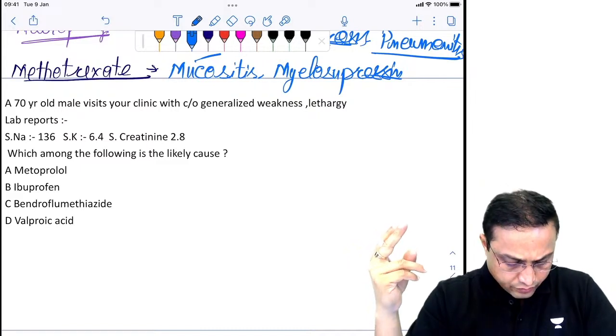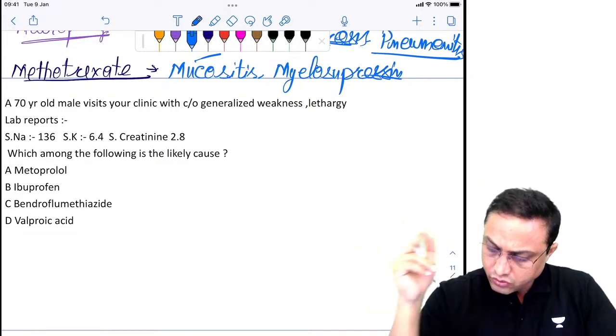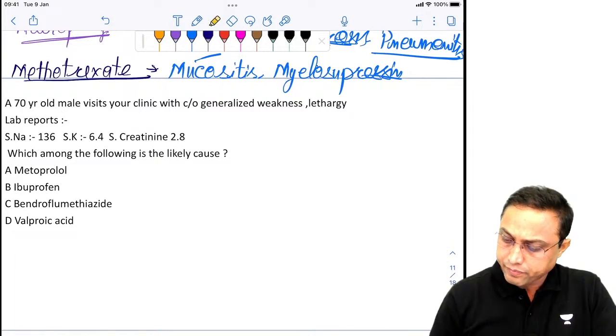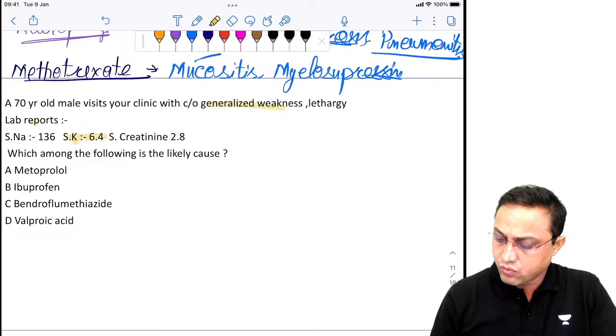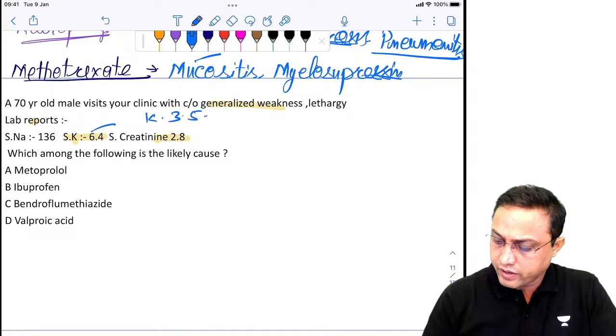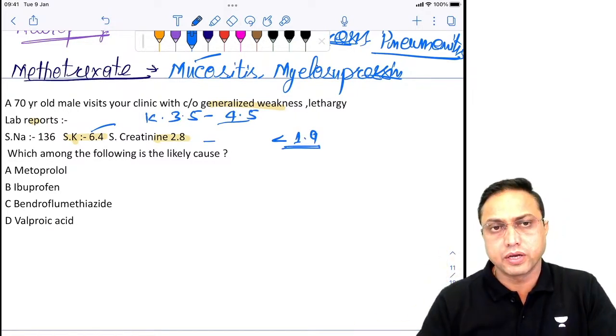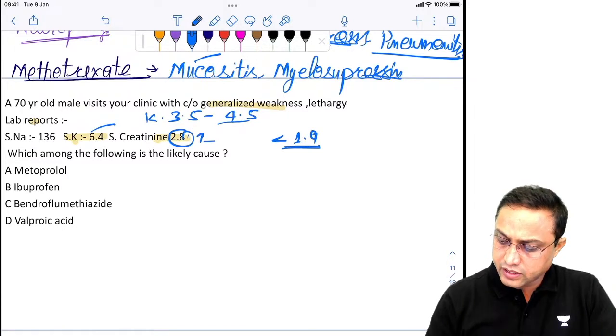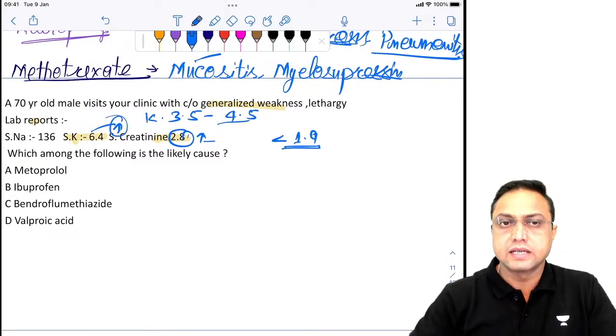First of all, tell me what has happened to this patient. Based upon this generalized weakness and lethargy, the patient is having what? This one is abnormal and this one is abnormal. Normal potassium range I am telling you is 3.5 to 4.5, and serum creatinine upper limit is 1.9. But here you see the creatinine level has increased, potassium level has increased.